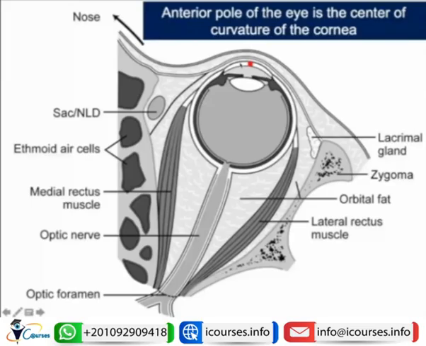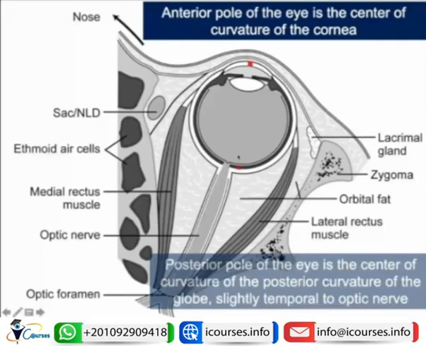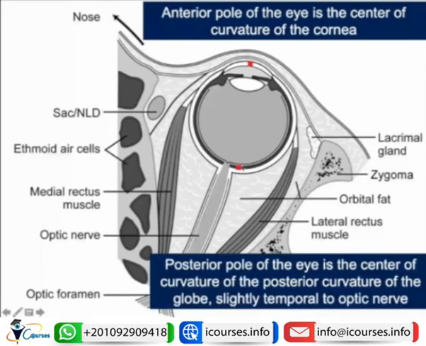First we have a point in the center of the cornea. It's called the anterior pole of the eye. The anterior pole of the eye is the center of the curvature of the cornea. Corresponding to the anterior pole, there will be a posterior pole of the eye. The posterior pole will be the center of the posterior curvature of the globe. So what is the relation of this posterior pole to the optic nerve?